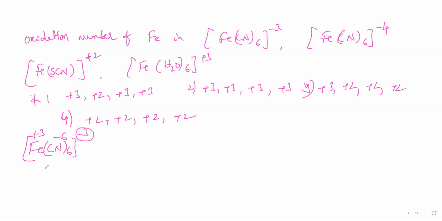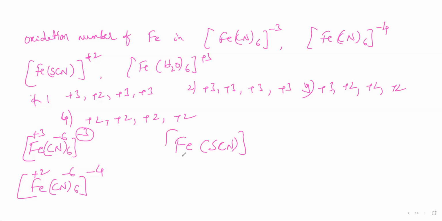Next compound: [Fe(CN)6]4-. It should be minus 4. Here the cyanide contribution is minus 6, and if you want to get minus 4, this should be plus 2. Next one: Fe(SCN). Here it is plus 2. Thiocyanide is minus 1, and the total charge would be plus 2. Then here it should be plus 3.